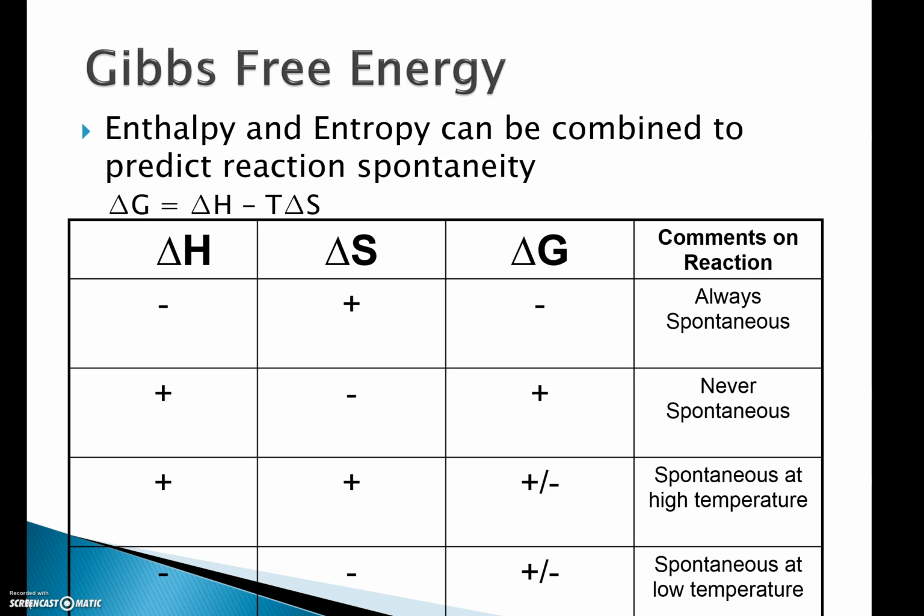And in the last set of circumstances, if delta H is negative, that means it's exothermic and favored for enthalpy. If delta S is negative, that's not favored because the entropy is decreasing. The only time the system would be spontaneous is at low temperatures.